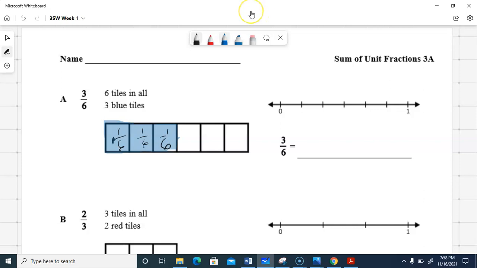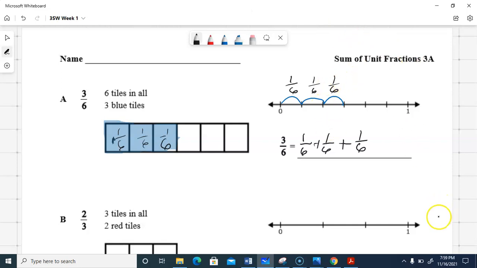If I was to do that on a number line, I'd do one jump, two jumps, three jumps. Each one of the jumps is going to represent 1/6 of the whole set. And if I still write it as an equation, we see there's 3/6 is equal to 1/6 plus 1/6 plus 1/6.